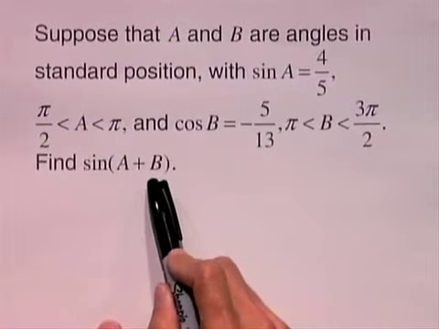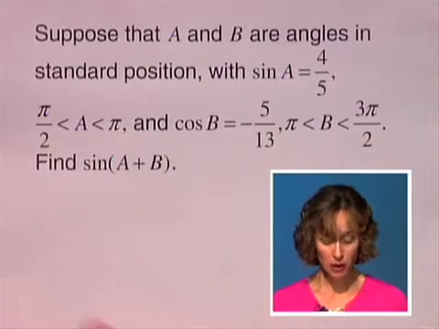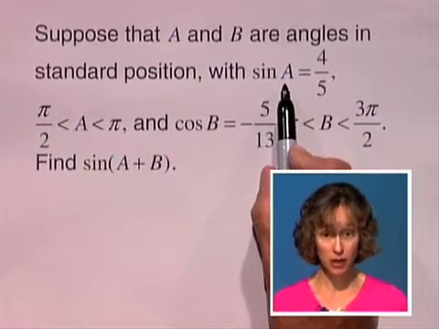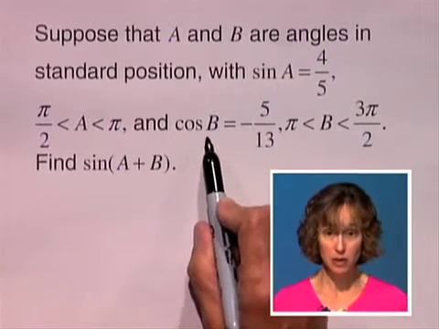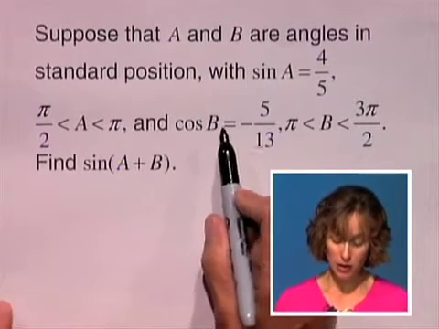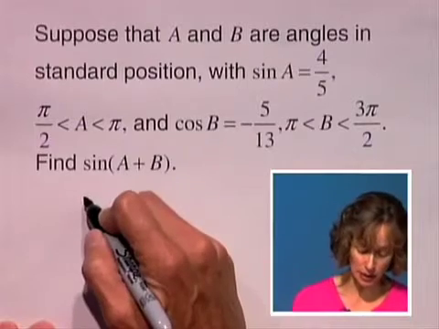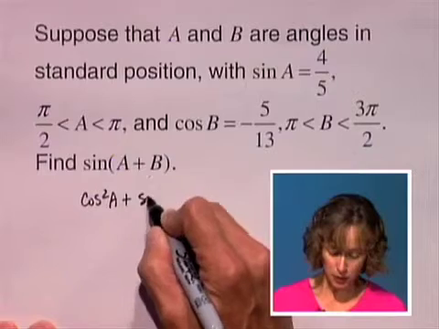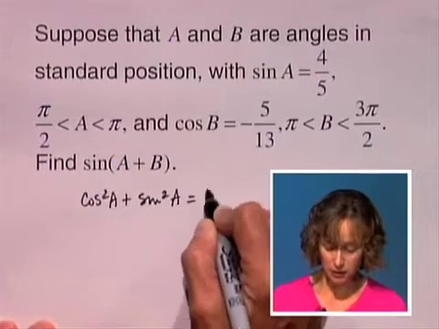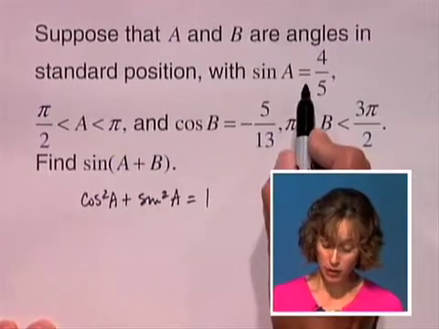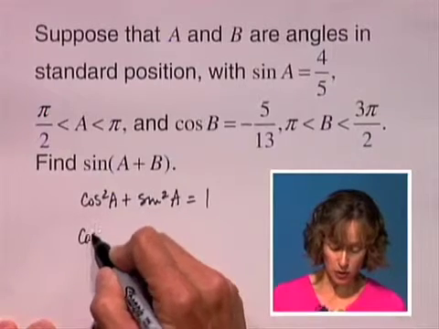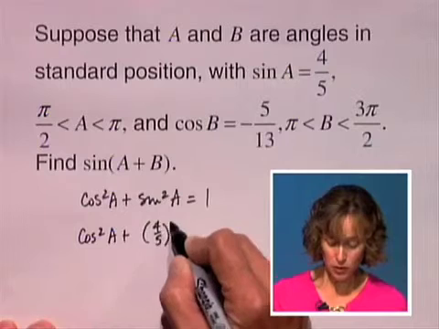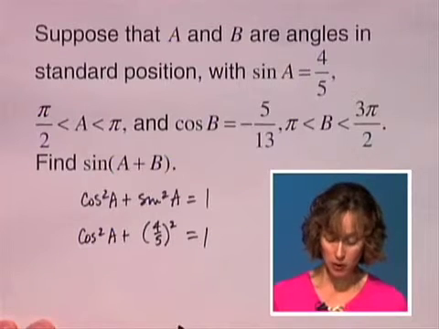We are not ready to jump right into finding the sine of A plus B. What we need to do, we have sine of A, is find cosine of A. We have cosine of B, we need sine of B. One way to do that is to use the Pythagorean identity that says that cosine squared, and let's start with A, plus sine squared of A is 1. Well, I know that sine of A is 4/5. So cosine squared of A plus 4/5 squared is going to be 1.